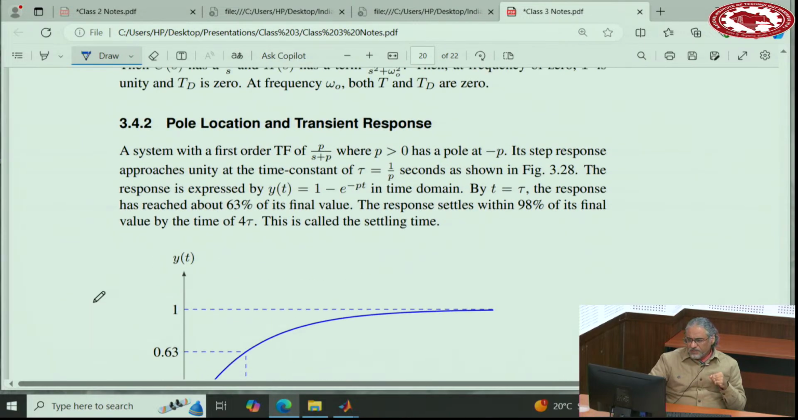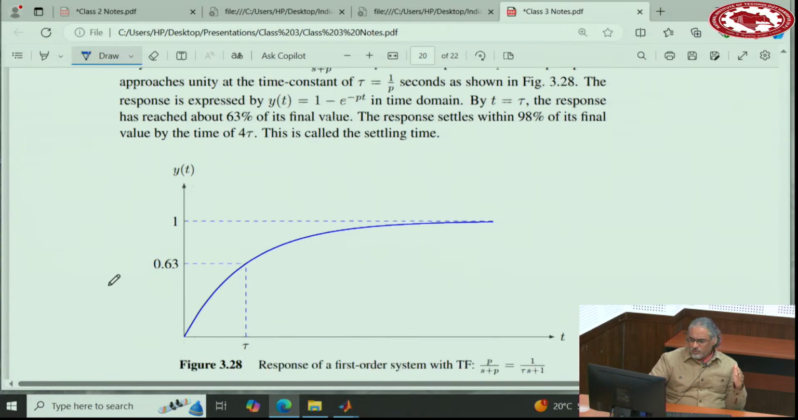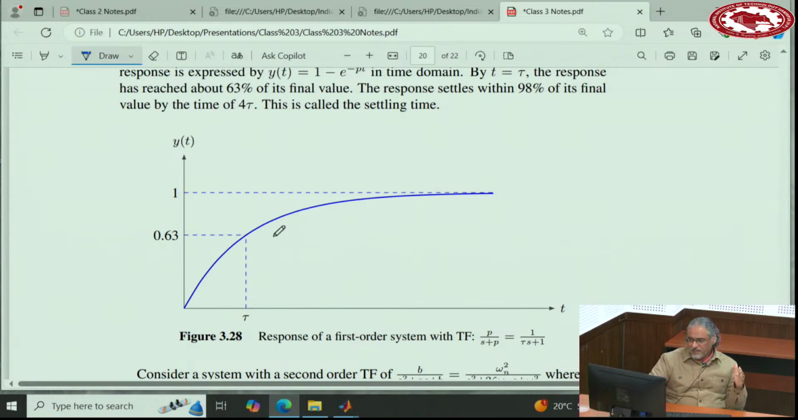Pole location and transient response. I alluded to that, but without explaining much. It's very clear that every mode is e to the p t, where p is the pole. So if the pole is further to the left, that means this mode is faster. Every single mode typically has a shape like that. It exponentially goes up, let's say, when you apply a step to the input, to the set point. And it takes tau seconds to reach 63%, and tau is equal to 1 over p. You can prove it mathematically, very easy.